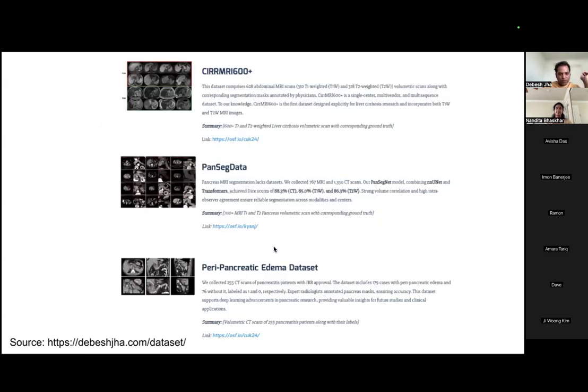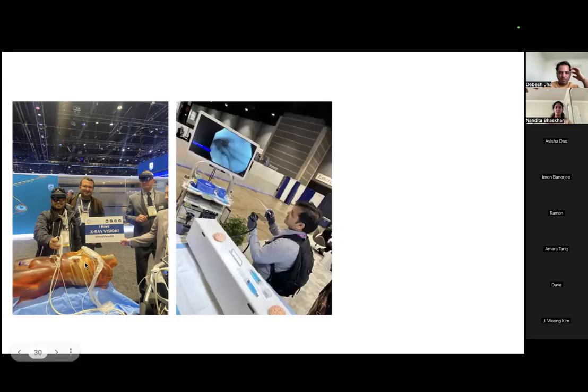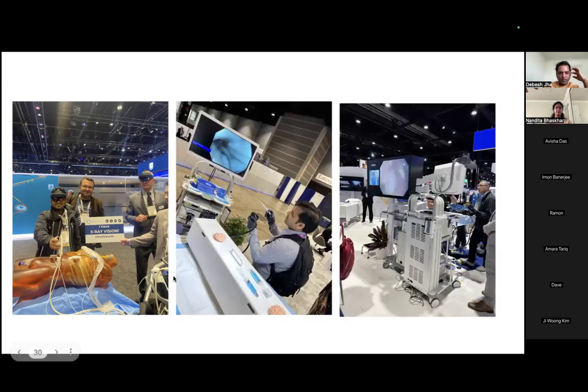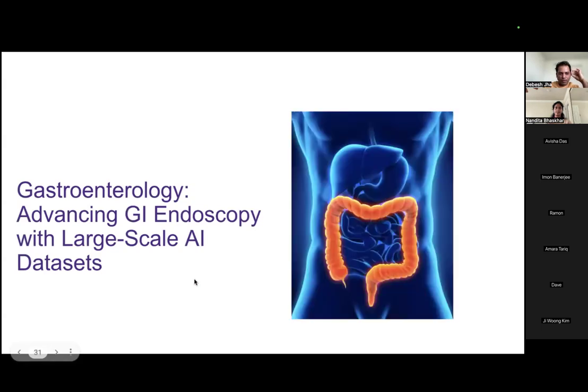I have also tried to arrange each of my datasets on my web page, where one can find all of these datasets and experiments. The reason behind showing all of these datasets is that once you have a dataset created, you can extract information, and from the information you can extract some knowledge, then you can use it for several applications. That's why large-scale dataset collection is really important. So now let's move on to gastroenterology.